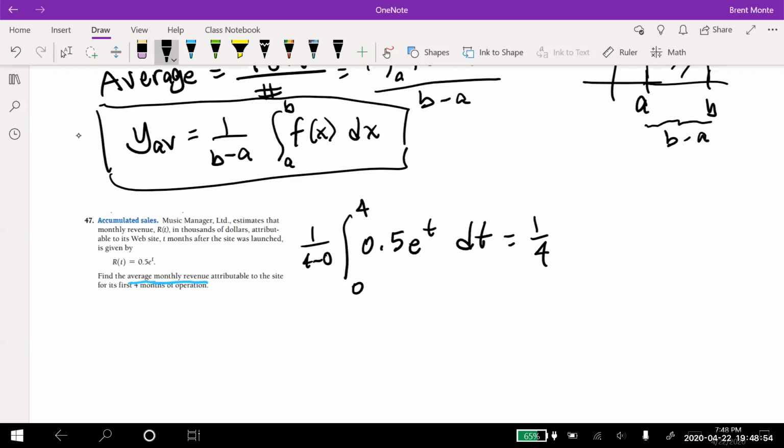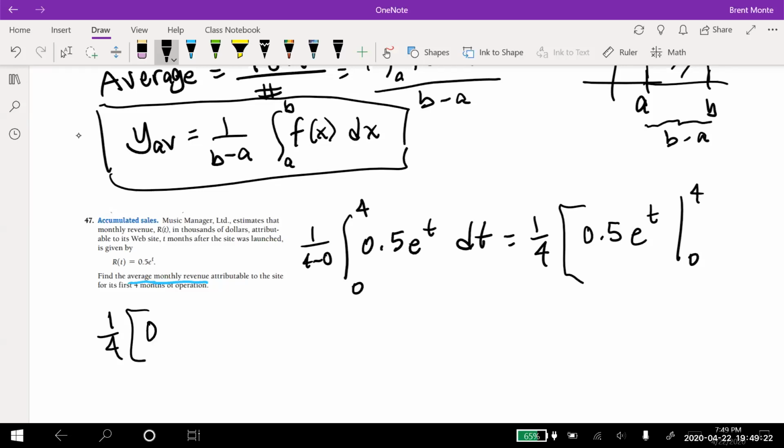And now I need to integrate. The constant multiple stays, and the antiderivative of e^t is just e^t. I'm going to go from 0 to 4. Now, you may want to change that 0.5 to a 1/2. I probably would, but if not, we'll just leave it. We'll plug it all into our calculator anyway. It's not going to be a big deal.